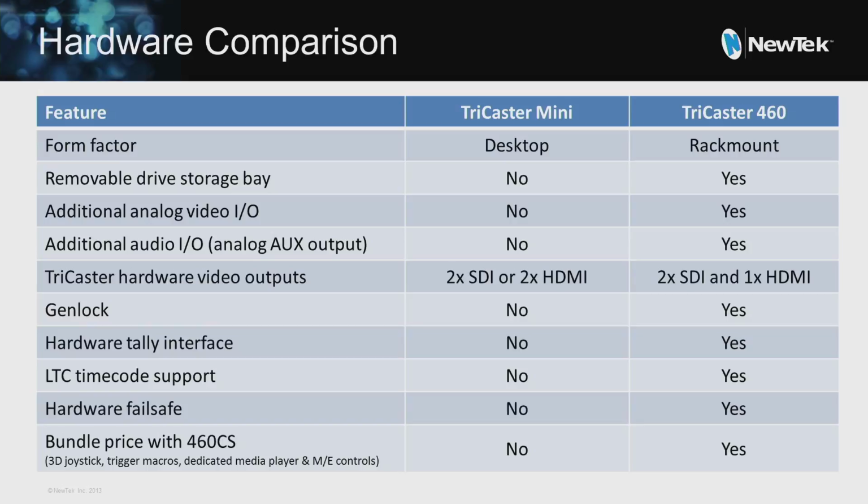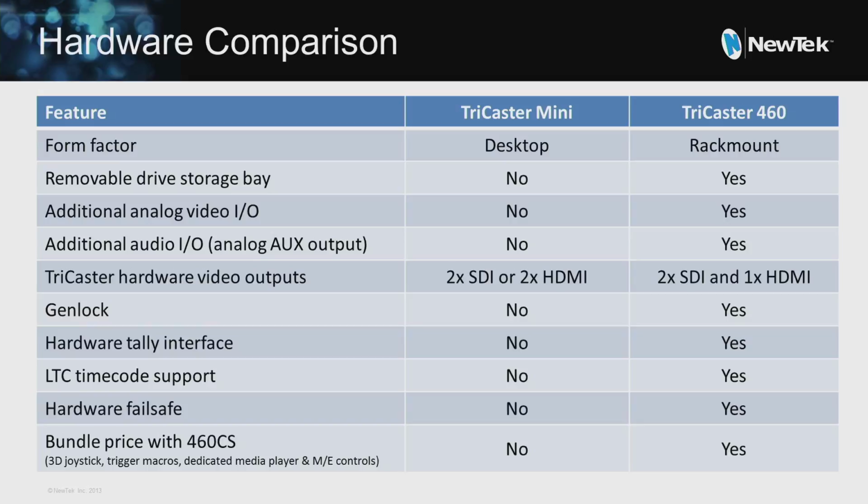The removable drive bay that's on the 460. Now, while you can get TriCaster Minis with 2 drives in it, so you can do all that recording in the unit, it's still nice to have that removable drive. A drive fills up, you can swap it out really easily. You can put a larger drive in there to have more content available online. So a very nice feature to have.